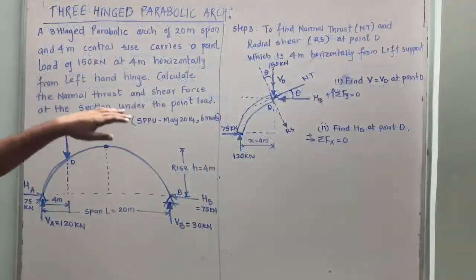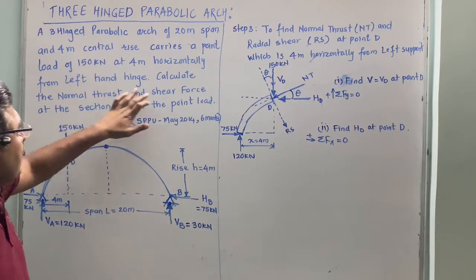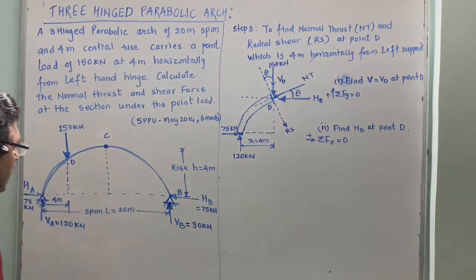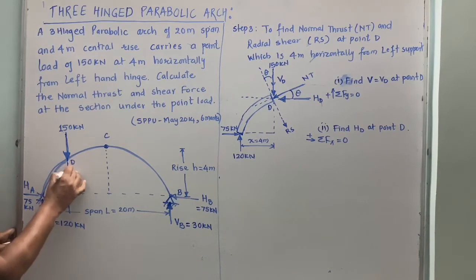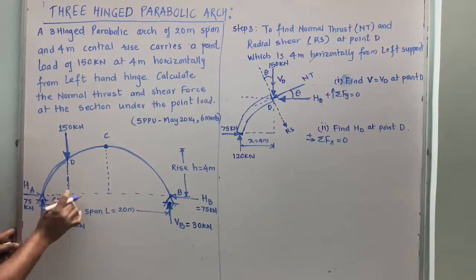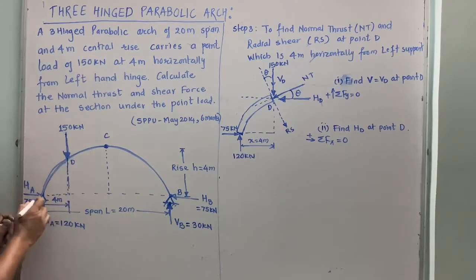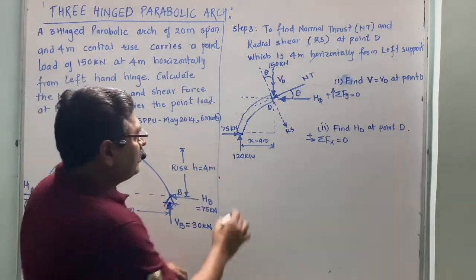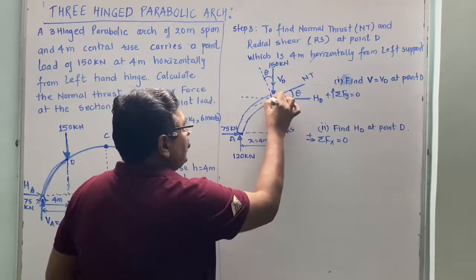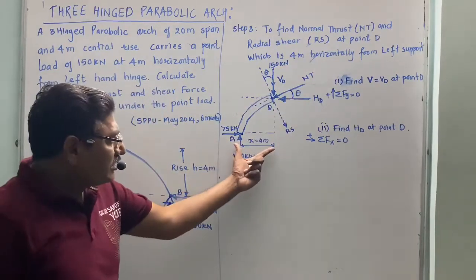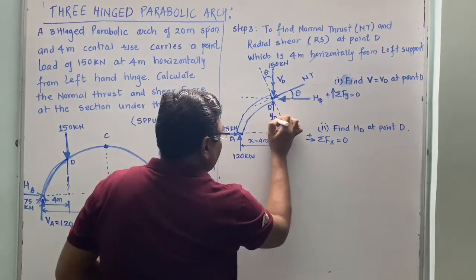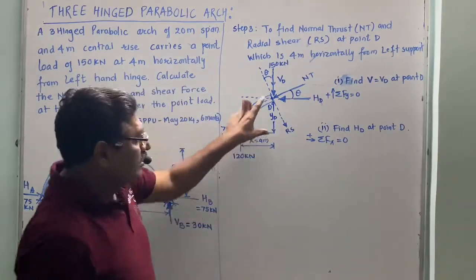Here we want to calculate the normal thrust and shear force at a section under the point load, which is at a distance of 4 meter. So we have taken this section AD in an elaborate way over here. This is your A and this point is D. This distance is X and this one is your Y at point D.